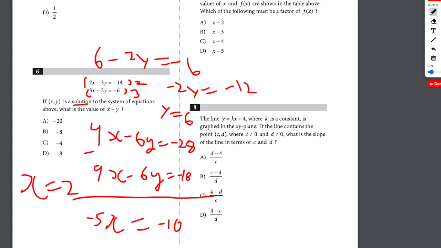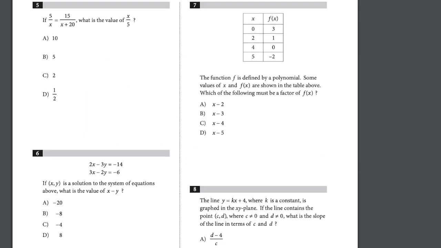Okay, and you can plug it into this equation too and double check. 2 times 2 is 4. 4 minus 18 is negative 14. So it works for both. So asking for x minus y, that's 2 minus 6, which is negative 4. Answer is C. Alright, that's probably how I would do it. There might be some other ways of doing it, but this way kind of makes the most sense. And they're just testing your algebra, y'all.